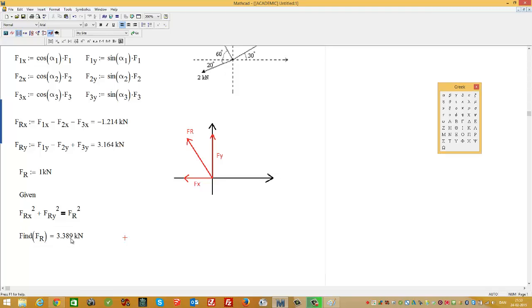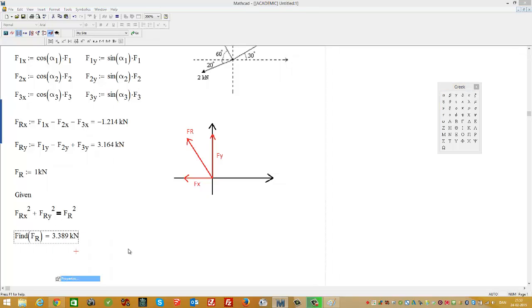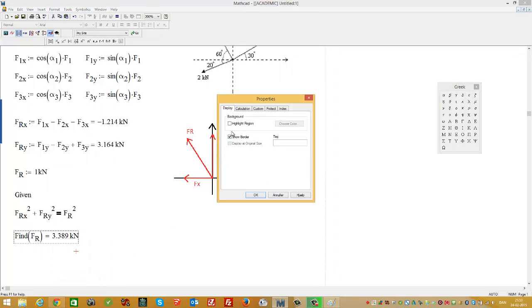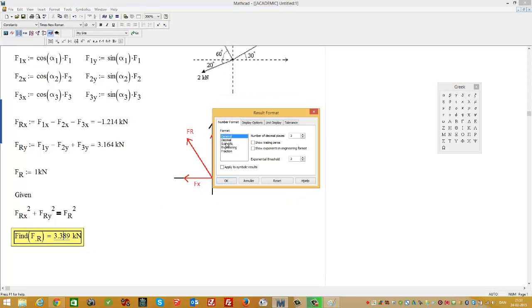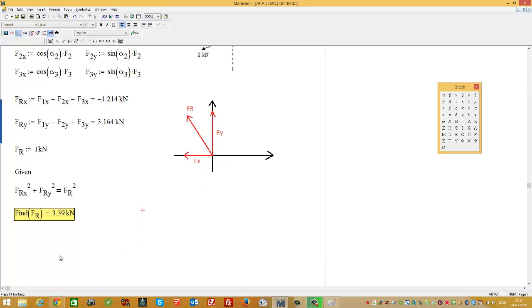So on this drawing I have made a small failure because it should be frx and fry, of course. So I can conclude that the magnitude of fr is 3.389 kilonewton. So now I have the magnitude. So this is a result. Maybe I'll only take 2 decimals. Yeah, now I have fr. Now I just need to find the angle.